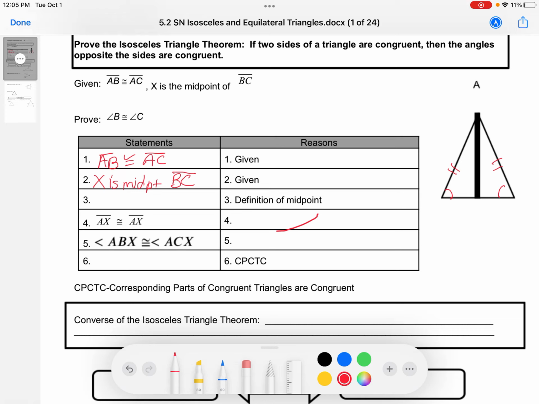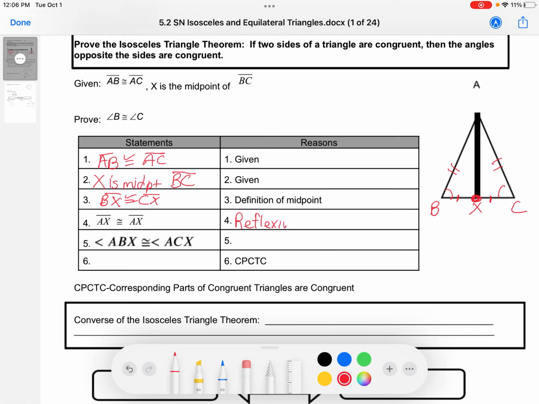Next, if X is the midpoint of BC, the next thing I can conclude is that BX is congruent to CX. That is the definition of midpoint. And then it says AX is congruent to AX, which is the reflexive property.